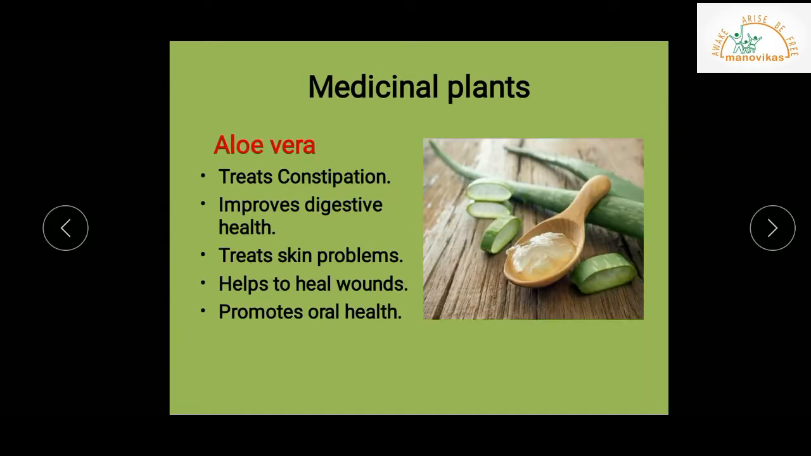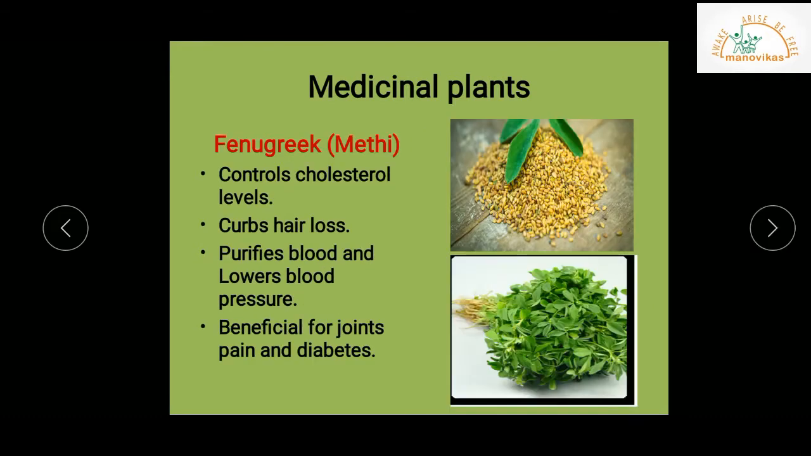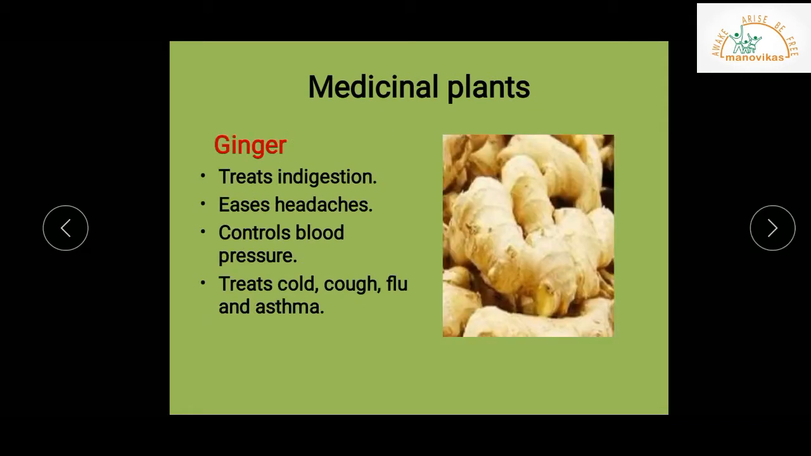Aloe vera treats constipation, improves digestive health, treats skin problems, helps to heal wounds, and promotes oral health. Fenugreek seeds or leaves control cholesterol levels, curb hair loss, purify blood and lower blood pressure, and are beneficial for joint pain and diabetes. Ginger treats indigestion, eases headaches, controls blood pressure, and treats cold, cough, flu, and asthma.